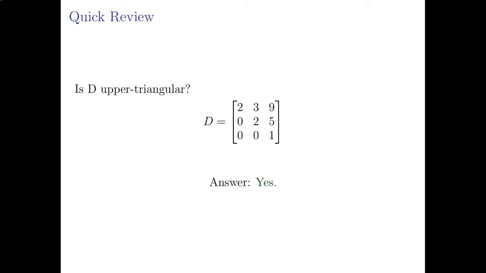And the answer is yes. Is E upper triangular? And the answer is yes, because all of the elements, all 3 of them below the main diagonal, are indeed 0. And remember, that's all that matters. The other ones could be 0 too. No skin off my nose. The only thing that's required to be upper triangular is that the ones below the main diagonal are 0, as they are.